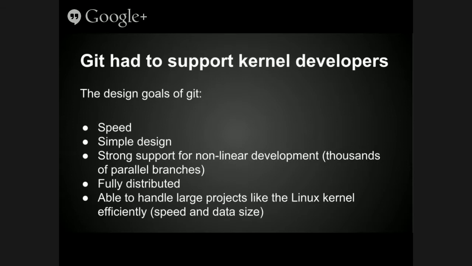Strong support for non-linear development. The Linux kernel before 2001 was solely maintained by people sending patch files of change deltas via email and mailing lists. So that decentralized workflow was very important to them, and BitKeeper supported that directly. It needed to be fully distributed because Linux wasn't really an organization. And it needs to be able to handle massive, multi-year, multi-decade projects.